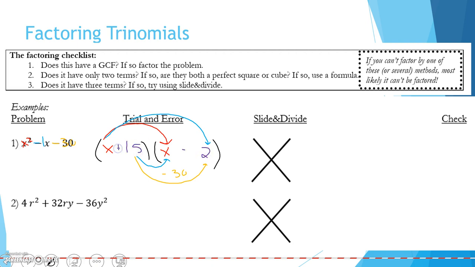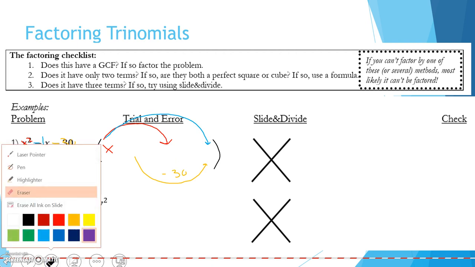So I'm going to pretend maybe it is 15 and 2. I'll make one of them negative. So that's going to make this first blue arrow on the top negative 2x, and this blue arrow on the bottom 15x. And that will not add up to negative 1x. So that was an error. So I'm going to erase that.